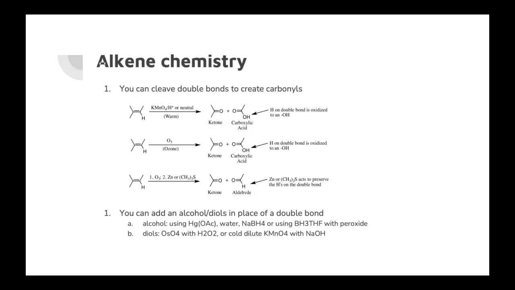You can also create diols, which is two alcohols in place of the carbons where that double bond was. So that would be using OsO4 with a peroxide, or if you use cold dilute KMnO4 with NaOH. So just be careful when you see KMnO4. If it's warm or acidic, you will have carbonyls, but if it's cold dilute, you will have two alcohols.